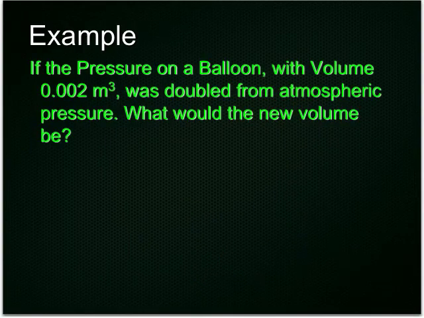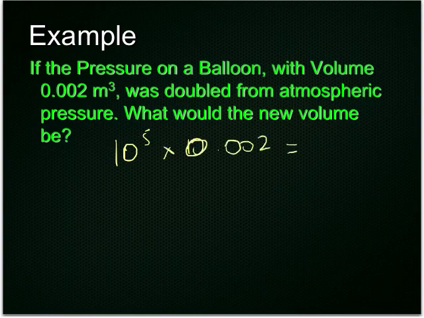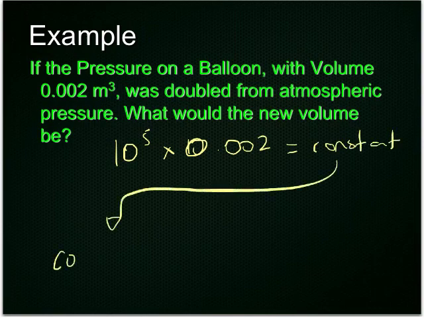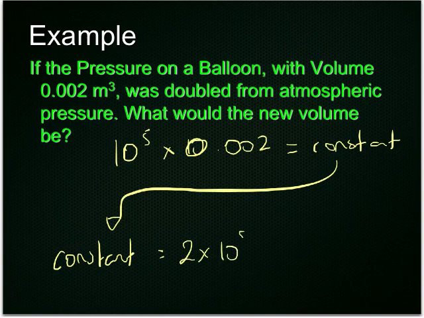So if the pressure on a balloon with volume 0.002 meters cubed was doubled from atmospheric pressure, what will the new volume be? So atmospheric pressure, you could say 10 to the power of 5 multiplied by 0.002, and that will be some sort of constant. Now what you do is you grab that constant and say that we're now doubling the atmospheric pressure. I'm going to multiply it by some volume to get that constant. So you can solve for that.